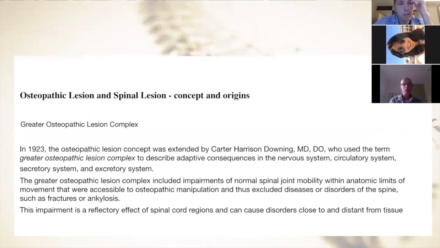So then we get that first idea of the lesion complex. Harrison Downing, MD, used the term greater osteopathic lesion complex to describe adaptive consequences of the nervous system, circulatory system, secretomotor system, and excretory system, in terms of the consequences of the established lesion. The greater osteopathic lesion complex includes impairments of normal spinal joint mobility, anatomical limits, and the consequent effect of the dynamics of the actual parameters of spinal movement, in terms of curve dynamics, and it looks into the consequences of trauma as well.